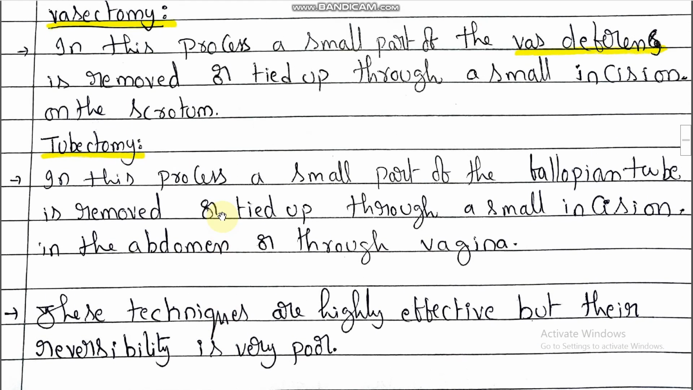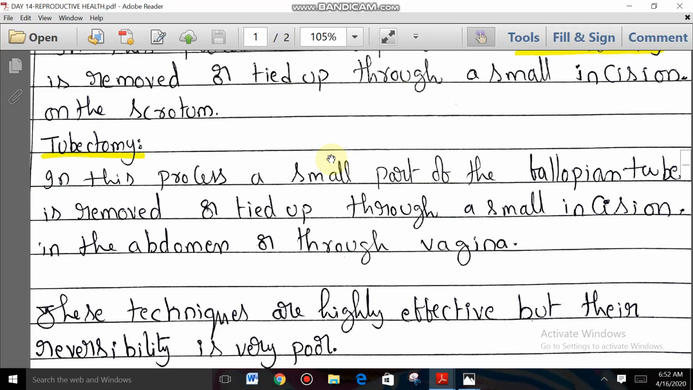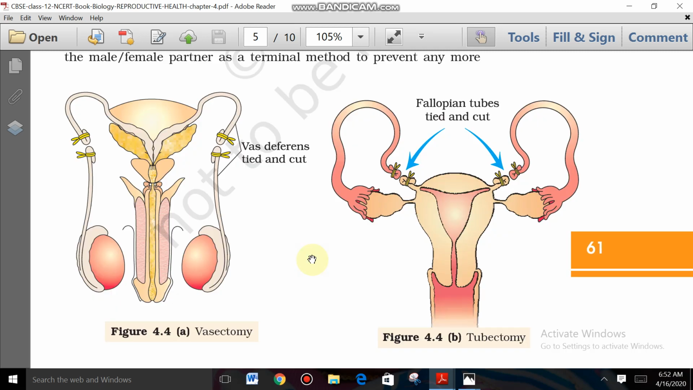Right, up to this clear all of you? Okay, we'll show the diagram. So first, in the NCERT diagram, this is vasectomy and tubectomy, right? Vasectomy is in the males. See here, the vas deferens is cut and tied here. So both the vas deferens are cut and tied.